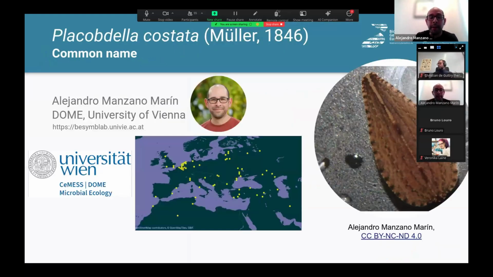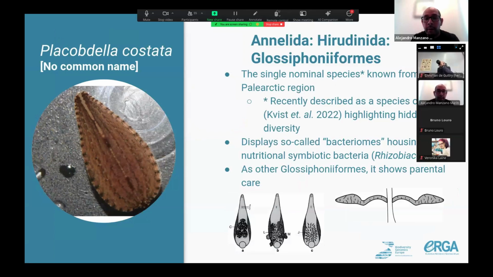The second leech that I'm going to be talking about is Placobdella costata. This is a Palearctic species, up to recently the only one known from the Palearctic region of this particular genus, which is mostly widespread in North America. It looks like this little guy right here. Why is it interesting? It's also a member of the Glossiphoniiform leeches, so also dorsoventrally flattened. As I said, until recently it was the only nominal species known from the Palearctic region.